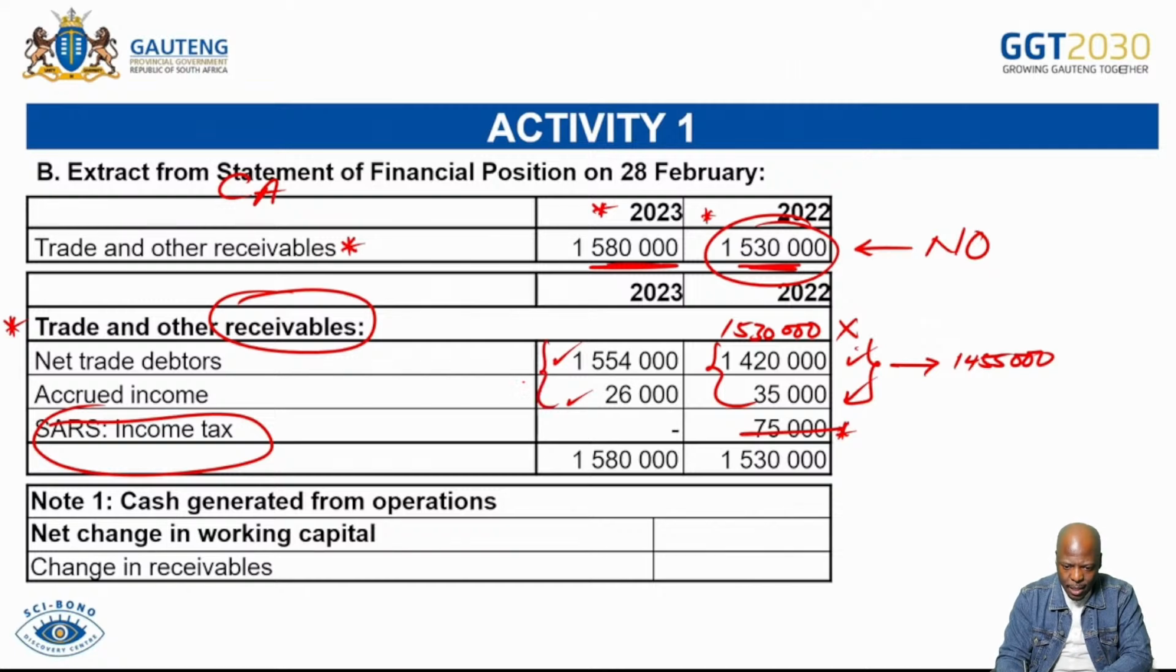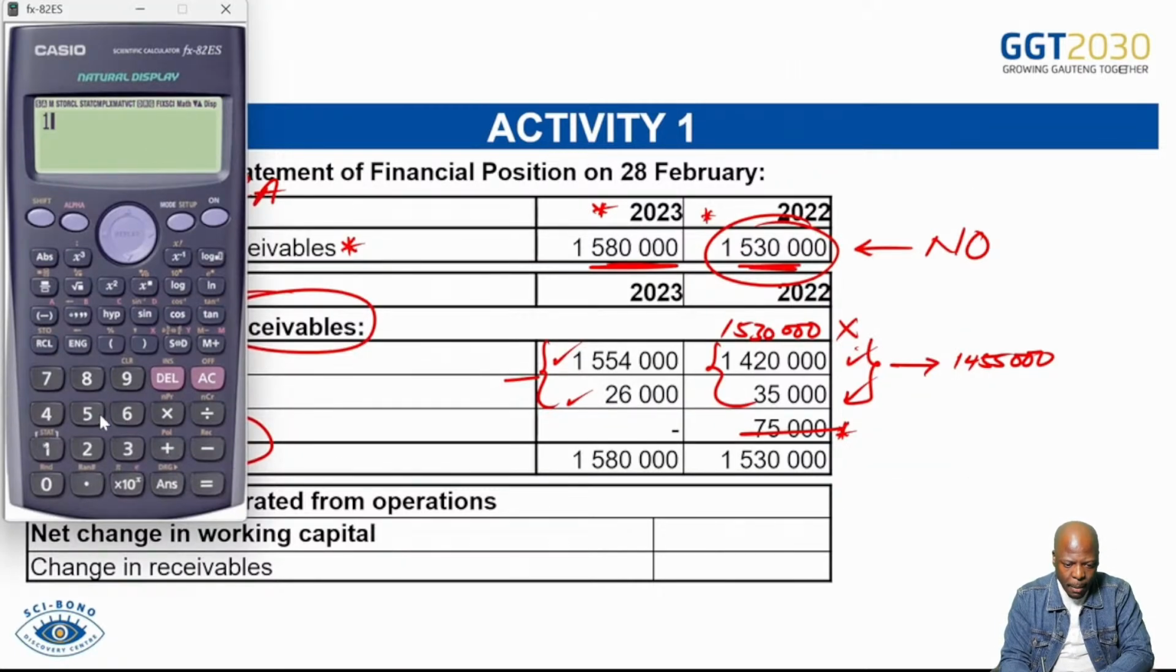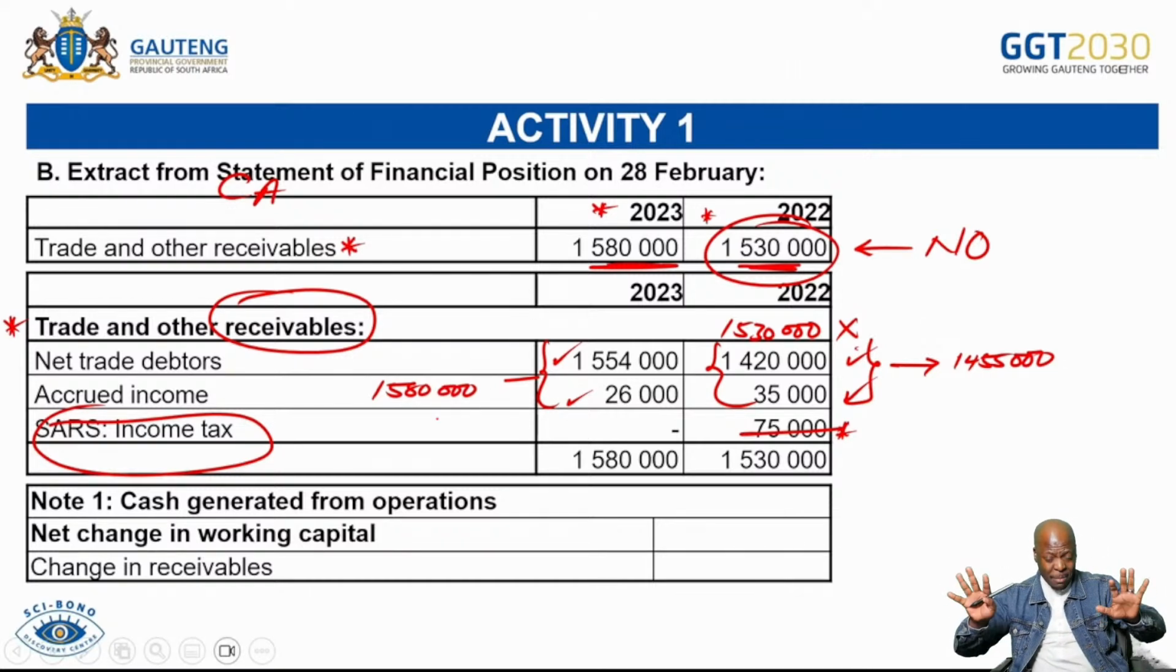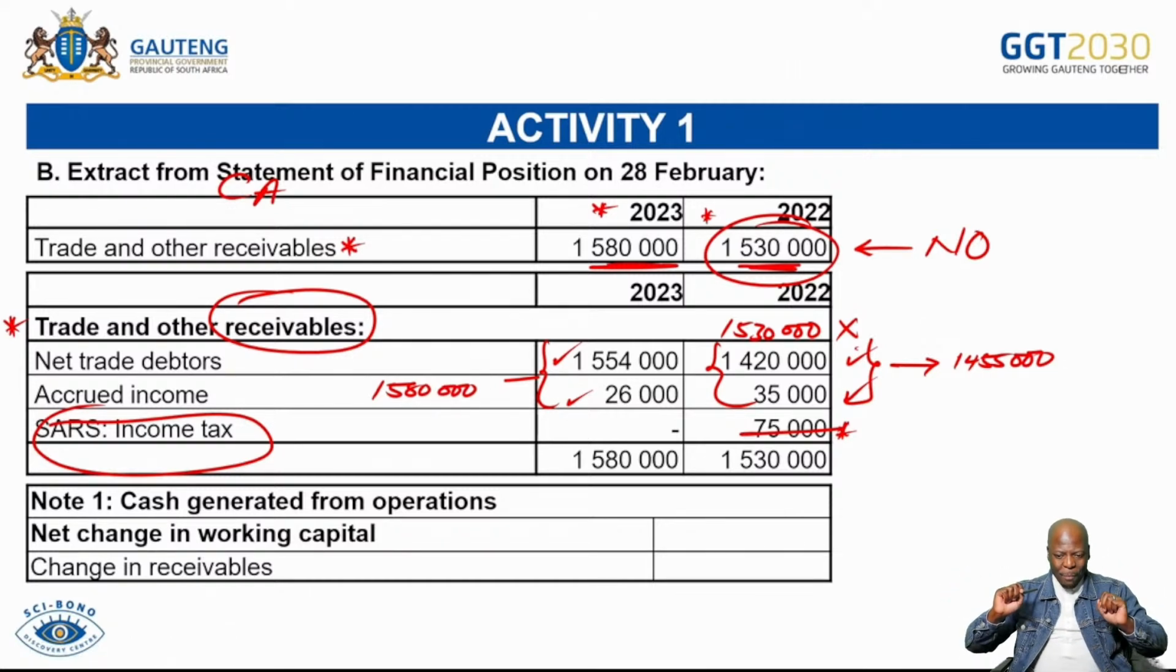Then I'm going to add these two again, which is my 1,554,000. And I'm going to add 26,000. That is going to give me 1,580,000. Okay, so now I'm certain. Now, I will look, is it an increase or a decrease?